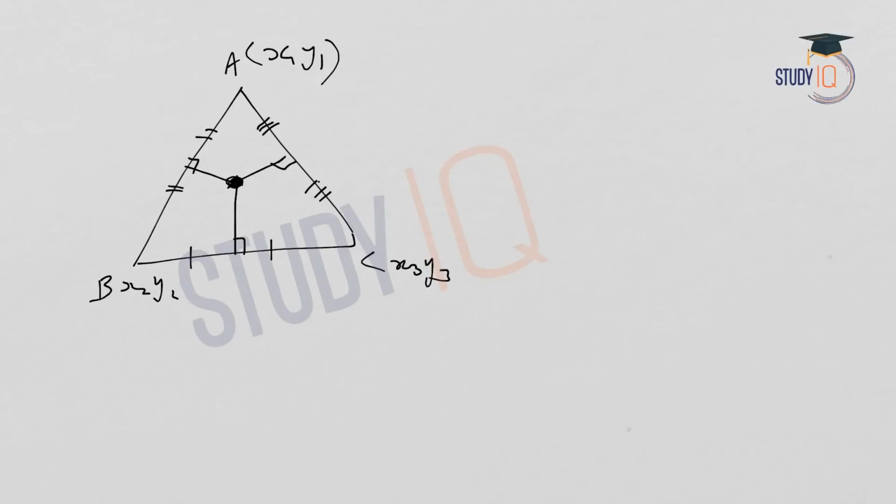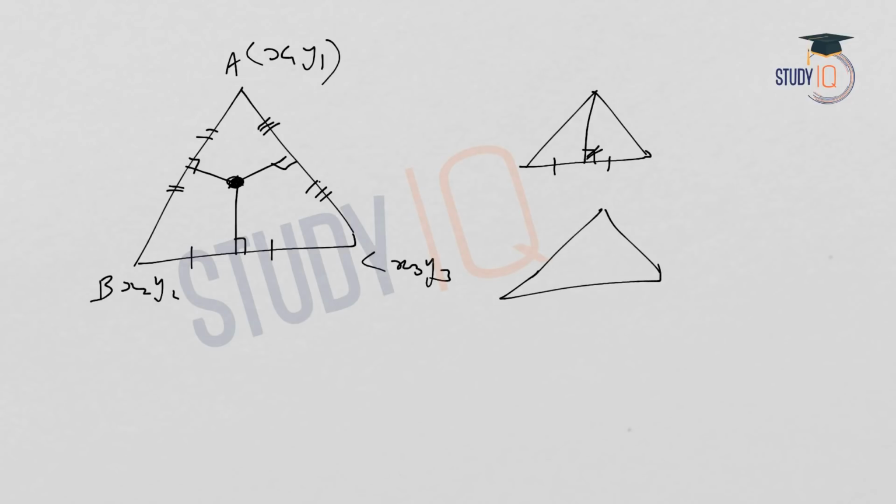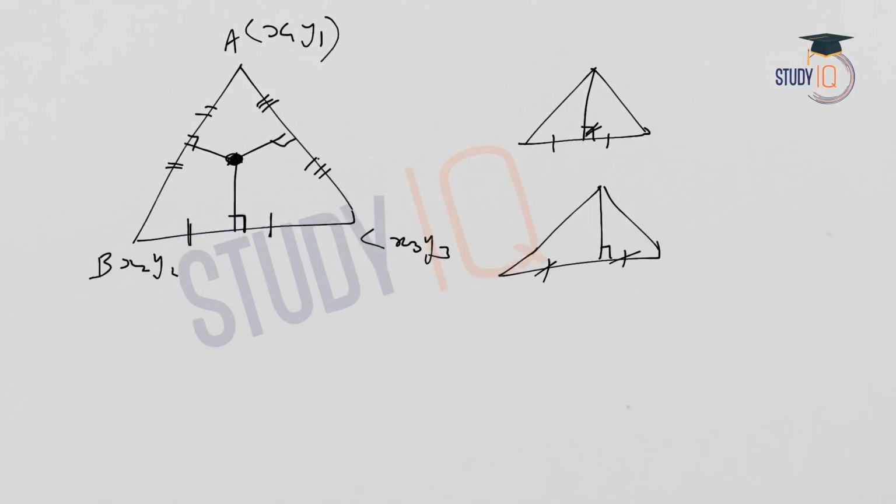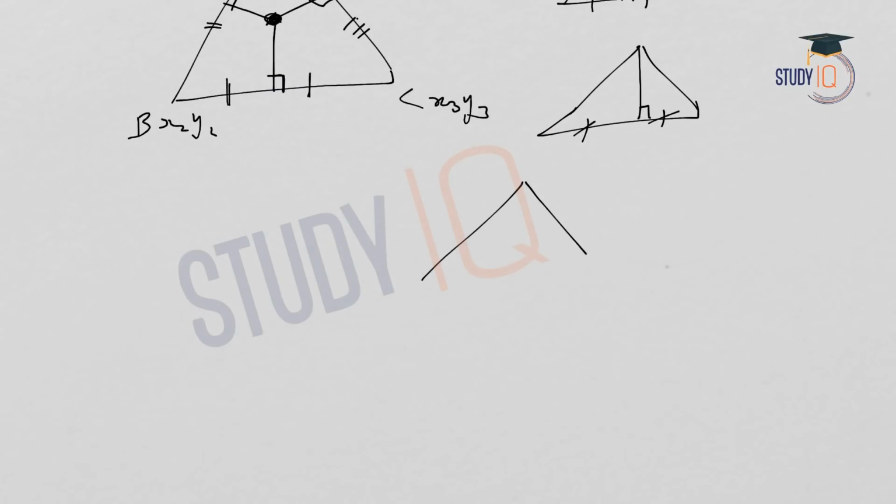See, what was the problem with the median or the centroid? Centroid means intersection of medians. When you drop the median, it divides the side equally, but it is not perpendicular. What was the case with the altitude? When you take the altitude, it is perpendicular, but it is not equal. So here, what is the case? Here it is perpendicular and it is equal, but it will not touch the vertex. So it will go like this. If you take this triangle, when you drop the perpendicular bisector, it will go like this.